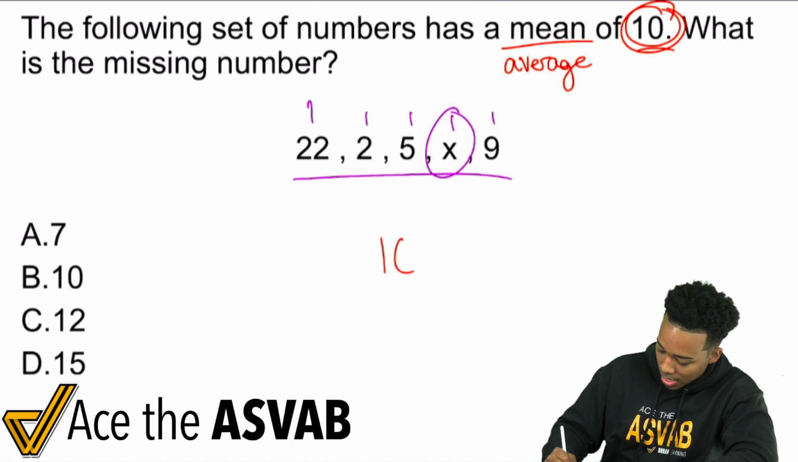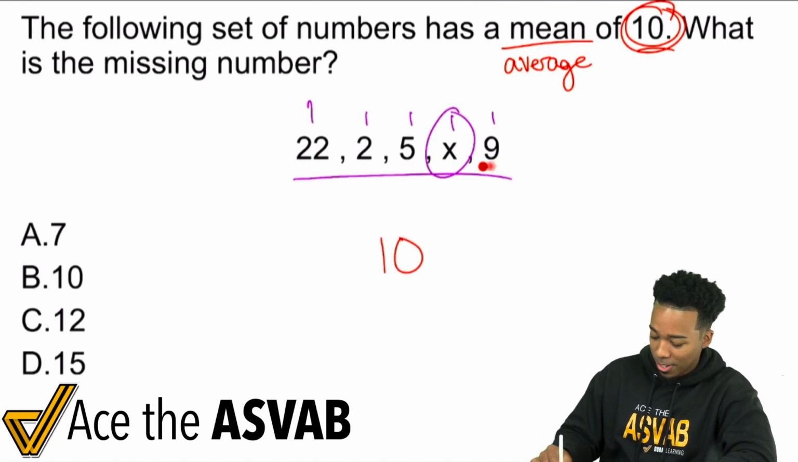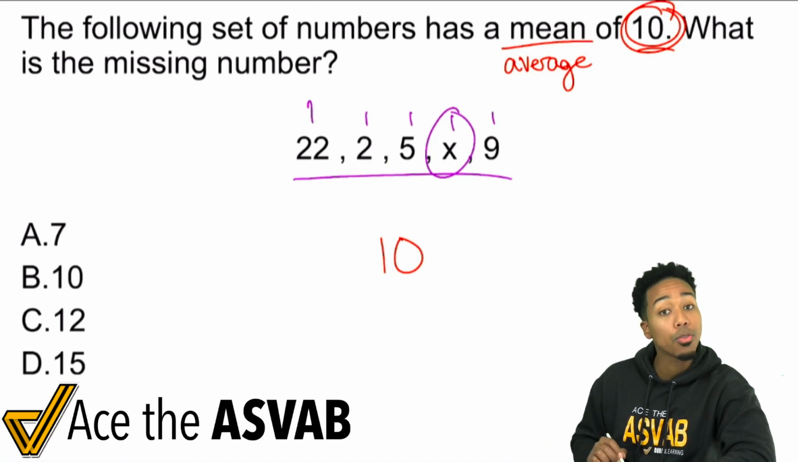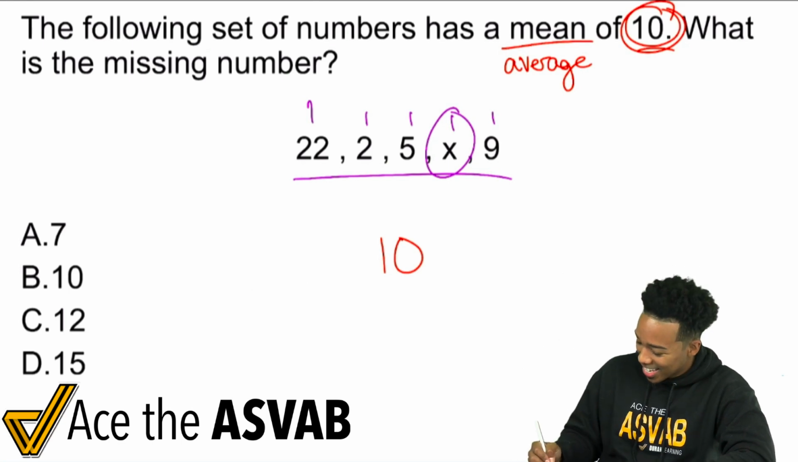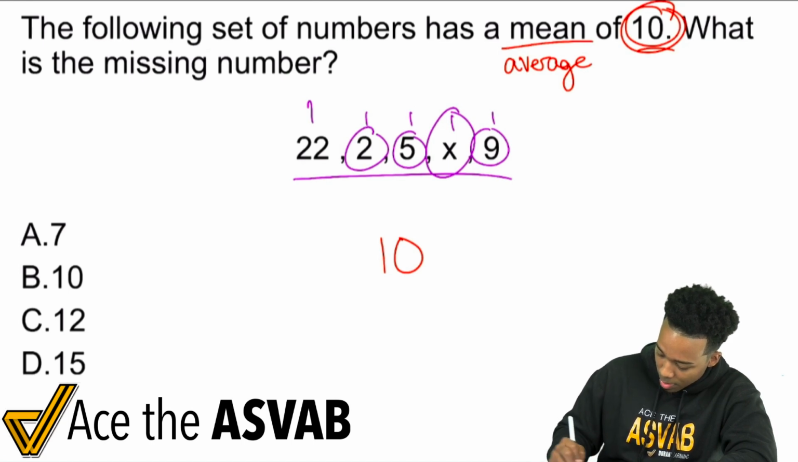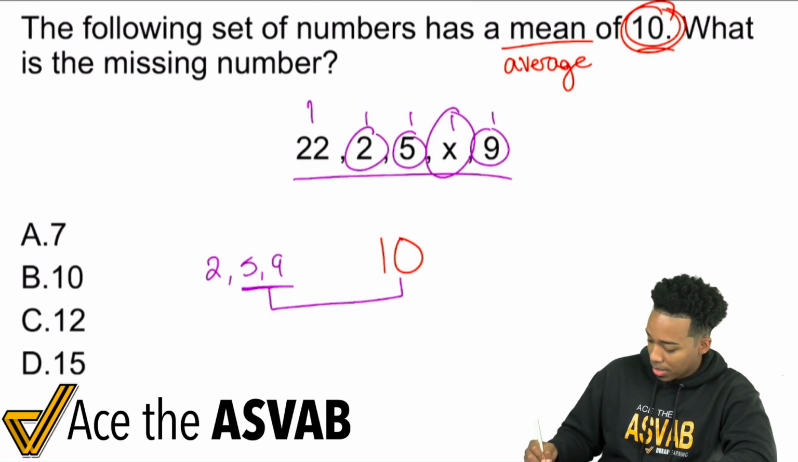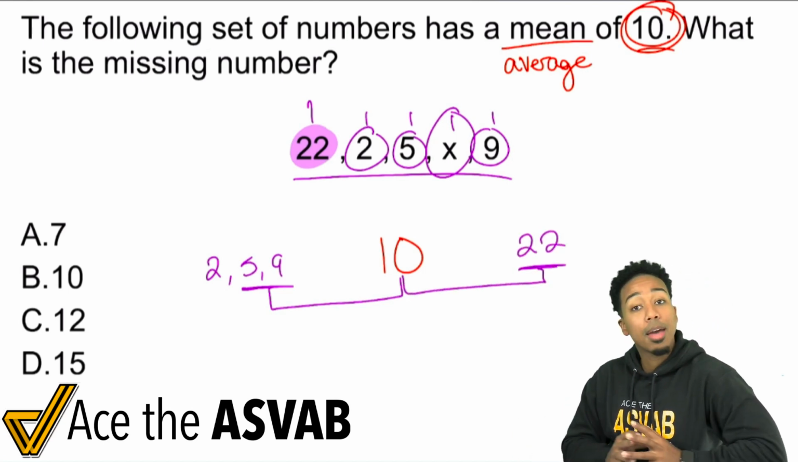So I'm going to write 10 right here. Now what I'm going to do is list all of these numbers and order them on the left side or the right side of 10. Watch this. This is actually super cool the way that this works. So here, I'm going to have 2 and 5 and 9. They're going to be on the left side, right? We have 2, 5, and 9. On the right side, we're clearly going to have that 22. That 22 is on the right side of 10, right? So we want to know what that missing number is.